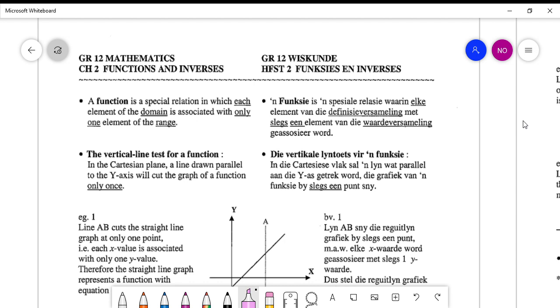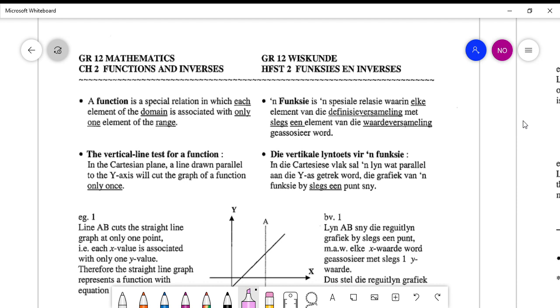Nee? Vir elke x waarde is daar net een y waarde. The opposite is not true. A y value can have two x values that relate to it. Prime example, a parabola. Nee? For a parabola, if you look at a y value, so you draw a horizontal line, do you agree that it cuts the parabola at two places? So that one y value has two corresponding x values.